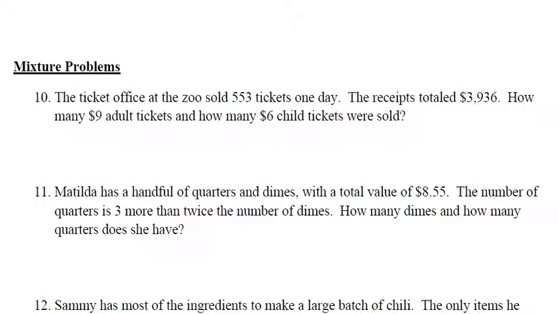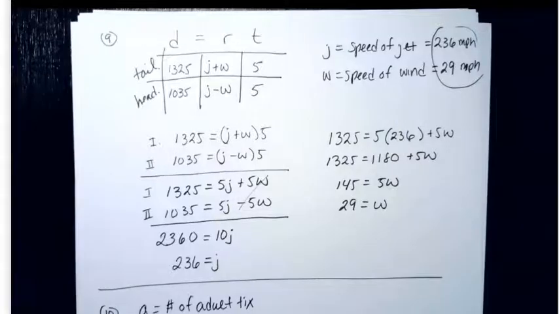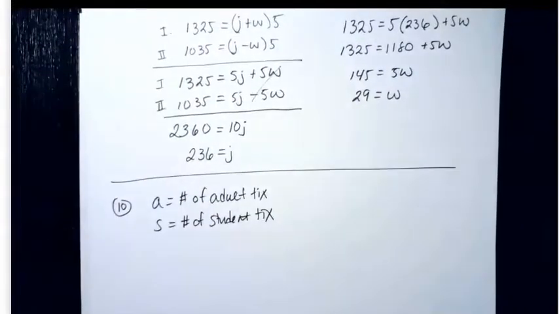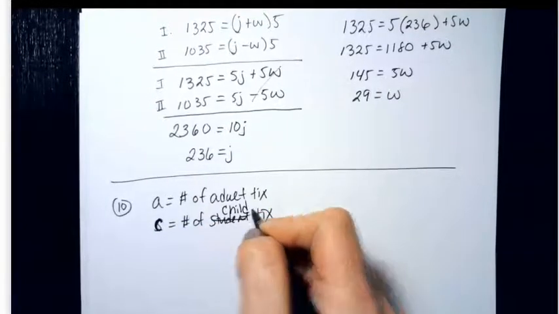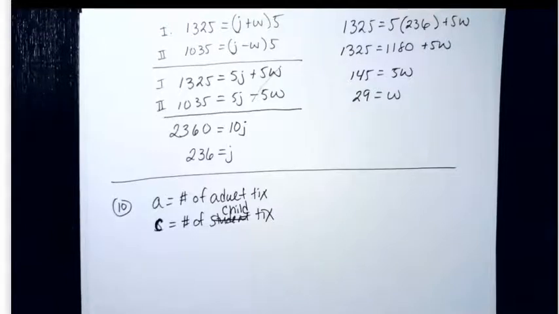So for the first one, number 10, the ticket office at the zoo sold 553 tickets one day. The receipts totaled $3,936. How many $9 adult tickets and how many $6 child tickets were sold? Okay, so we want to set up variables to represent this situation. I wrote student tickets instead of child tickets, so I'll change that. We'll use C for child tickets.